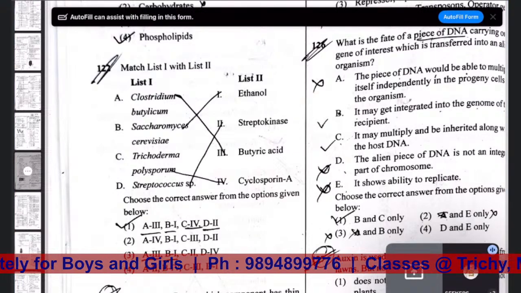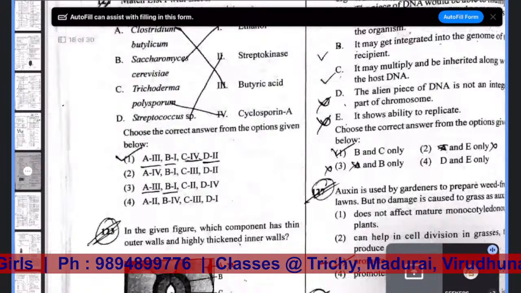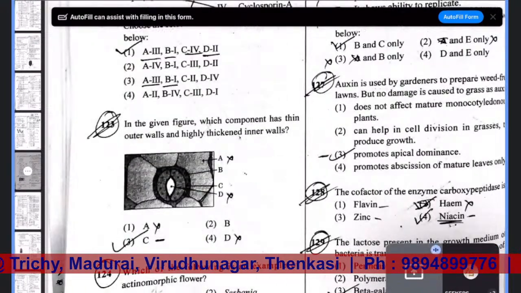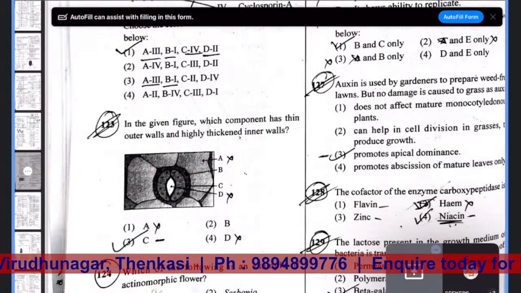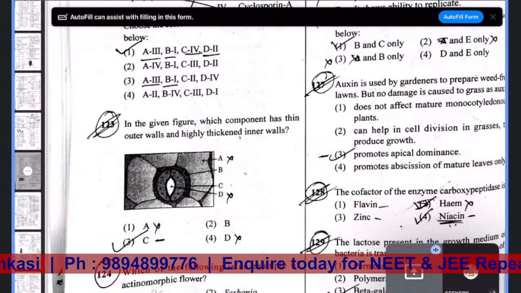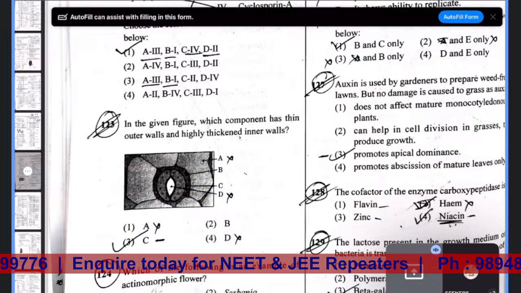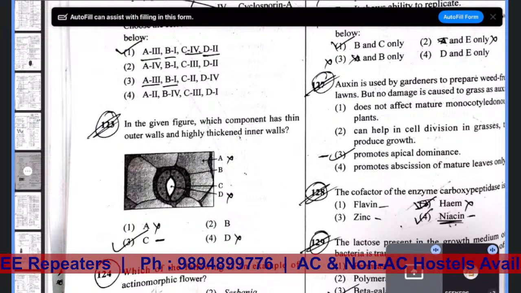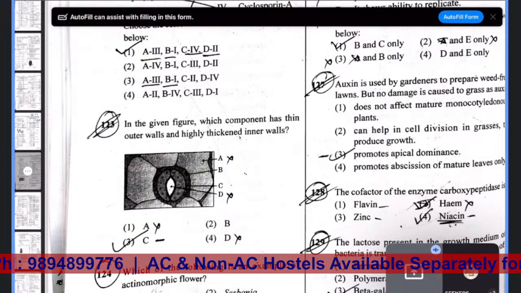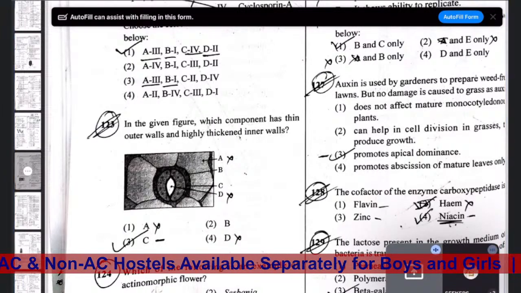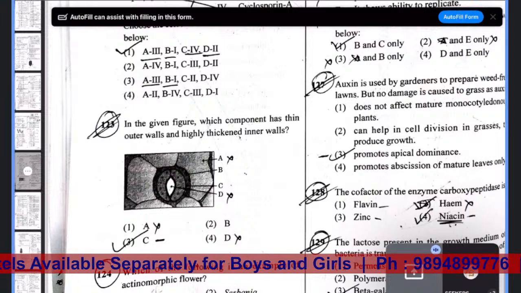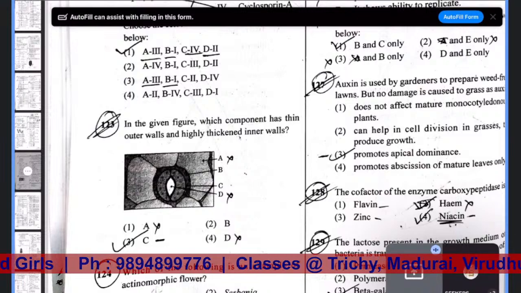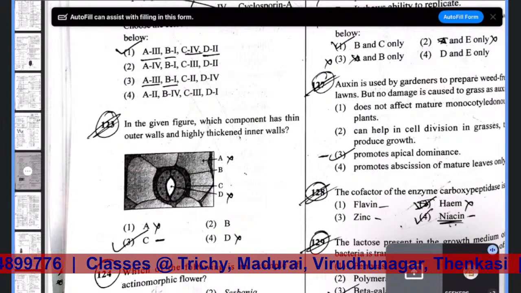Question number 127. Auxin is used by gardeners to prepare weed-free lawns, but no damage is caused to grass because of auxin. While studying auxin, we studied one synthetic auxin called 2,4-D, 2,4-dichlorophenoxyacetic acid, which will kill only the dicot weeds and will not affect mature monocot plants. Here the grass is a monocot. So even after the application of auxin, it is not going to cause damage. Hence for question number 127, option 1 is the right answer.